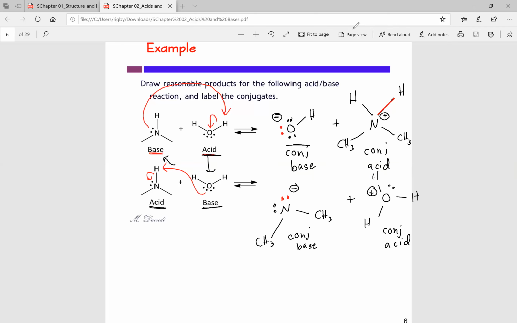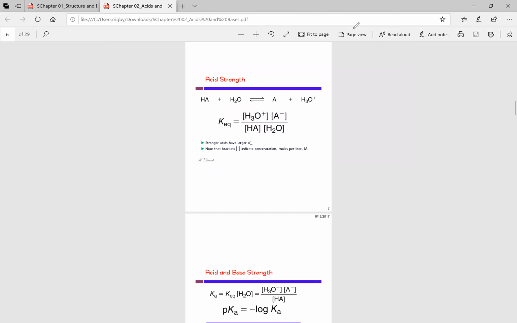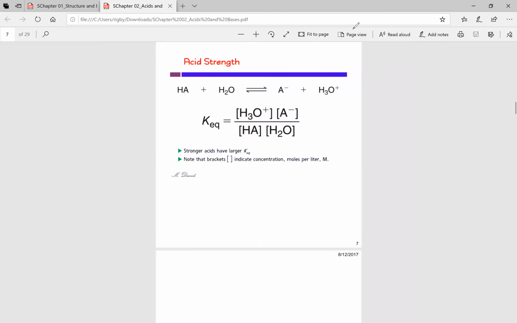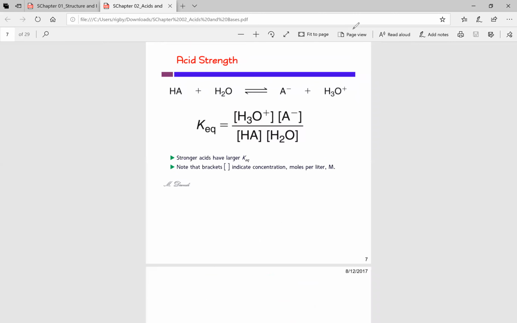Okay, so let's move on a little bit. So let's talk a little bit about acid strength. Usually in Gen Chem, when we talk about acid strength, we're usually talking about the pKa. And we're sort of thinking about that still here in Orgo, but we generally use a different method of determining acid strength without being given the pKa. So here is how we figure out how strong an acid is when using the equilibrium constant.